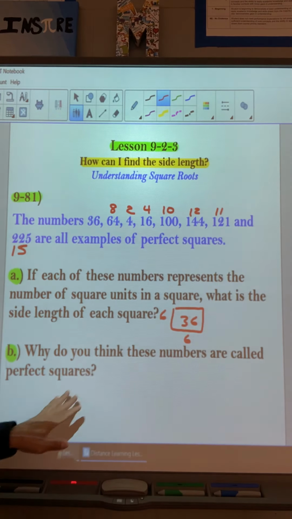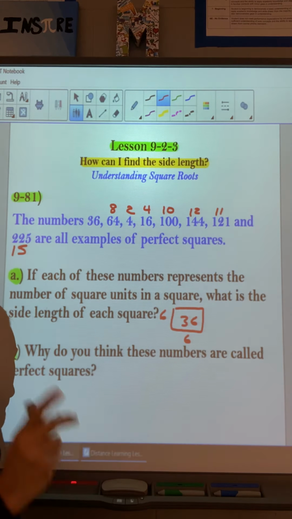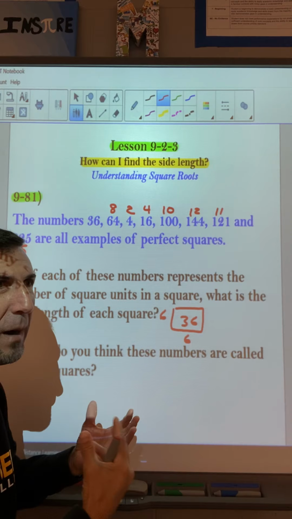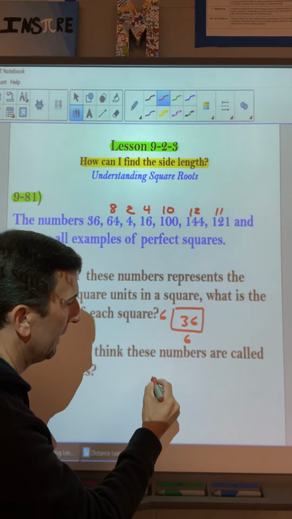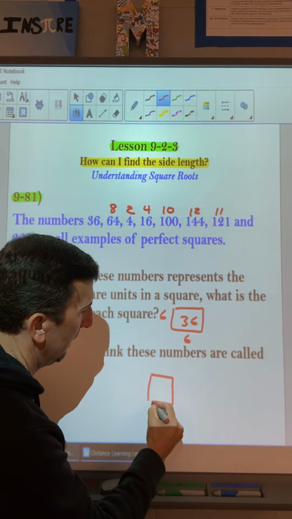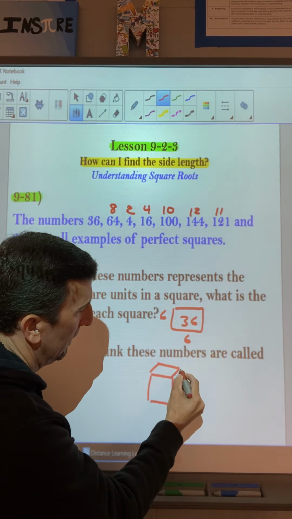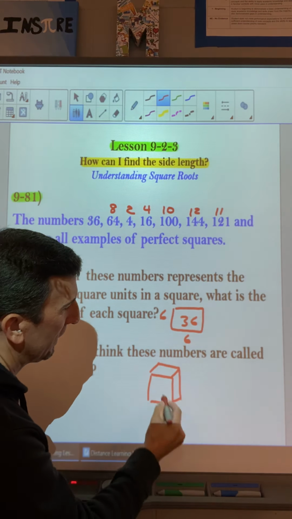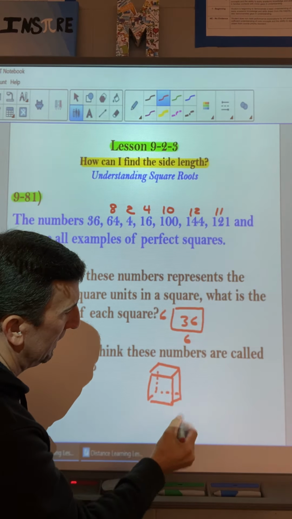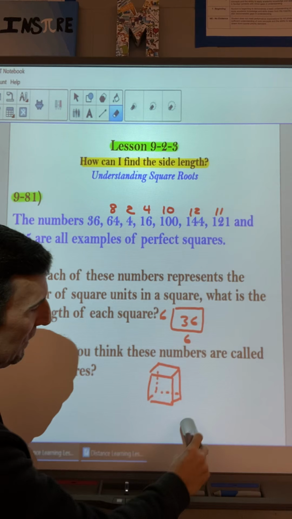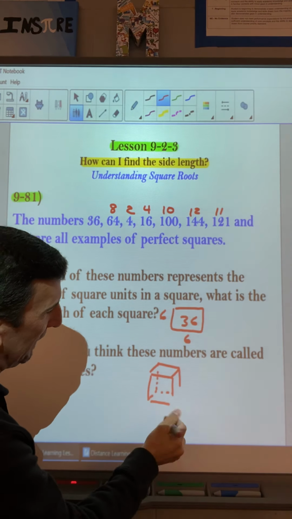So why do you think they're called perfect squares? Well, if you think about a square and about a cube and how perfect they are. So if we have our square, okay, we have our cube. Let's do the inside. Oops, my drawing's a little bit off. Let's fix that.